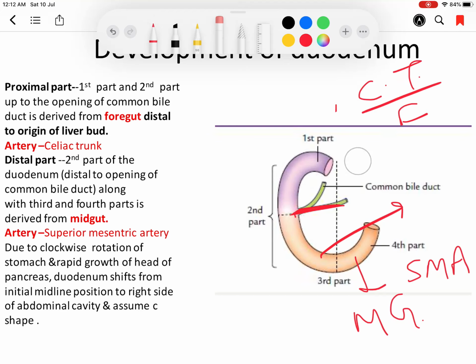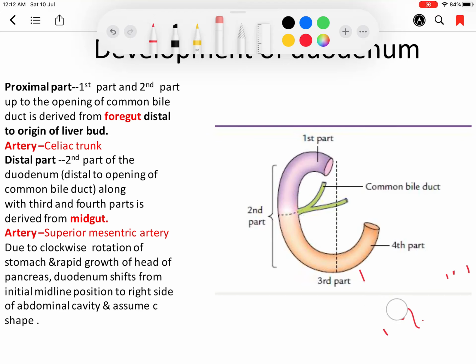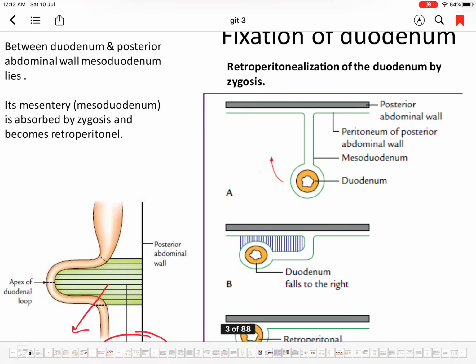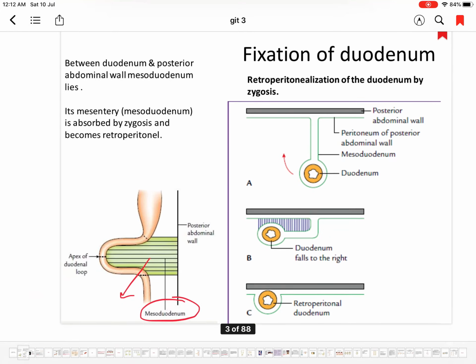So it is supplied by both arteries, the celiac trunk and the superior mesenteric artery, and develops from foregut and midgut. Initially it lies in the midline, and due to rapid growth of the head of the pancreas and clockwise rotation of the stomach, it will shift towards the right side. Now it has a mesentery, called the mesoduodenum, which anchors it to the posterior abdominal wall. This mesoduodenum will disappear by the process of zygosis, where the mesoduodenum and posterior abdominal wall fuse with each other and get absorbed, and then it becomes retroperitoneal.